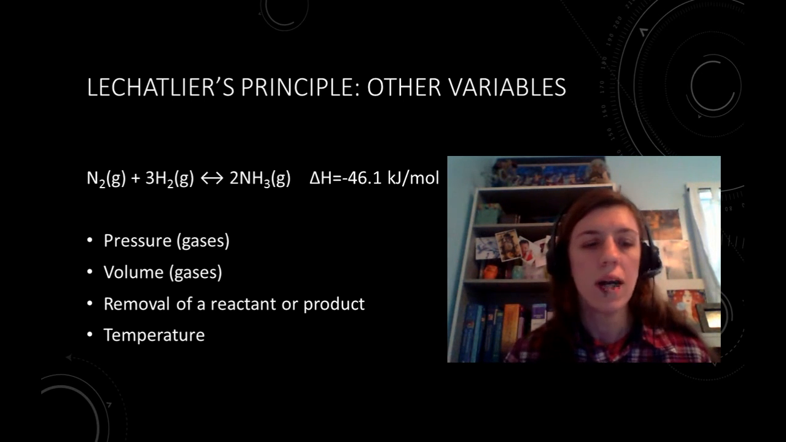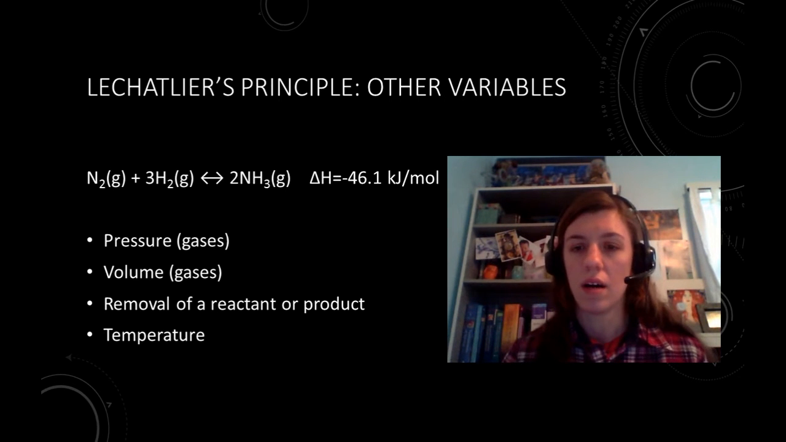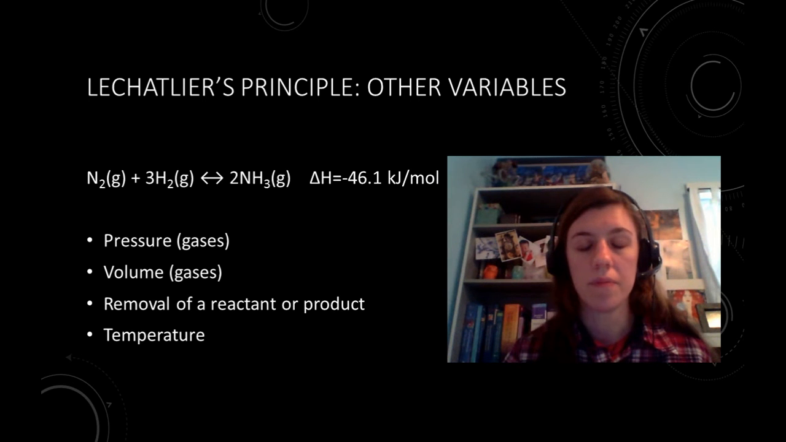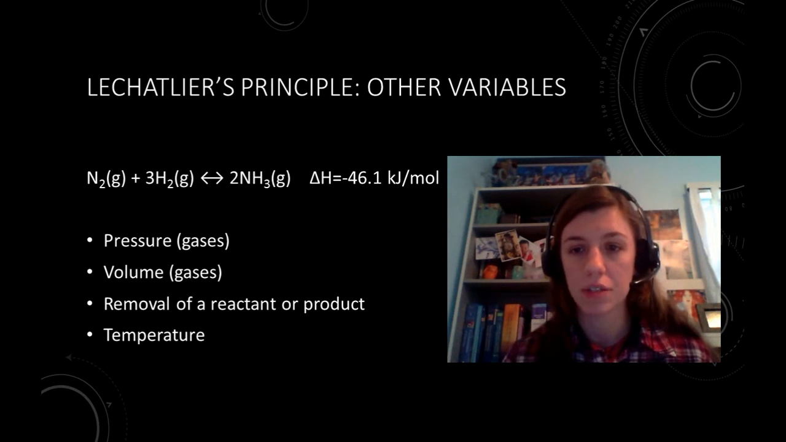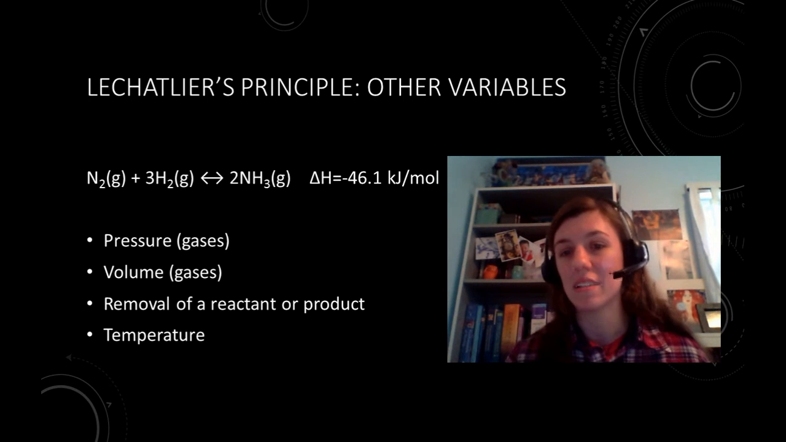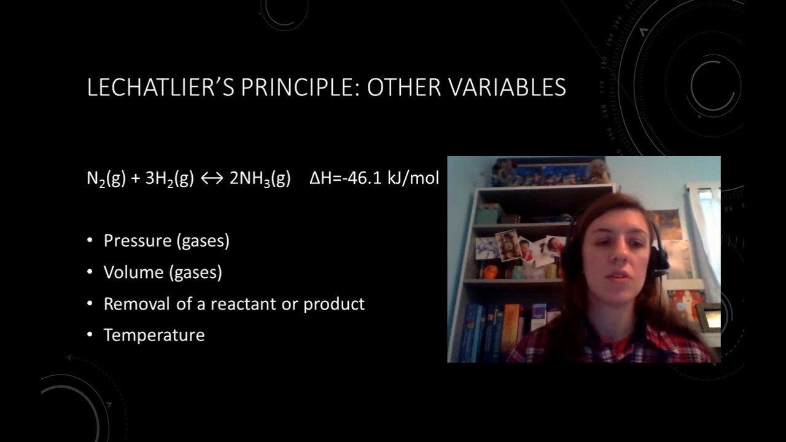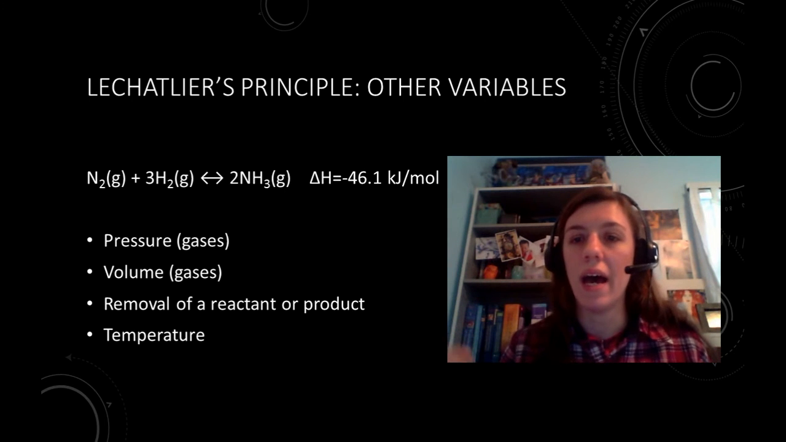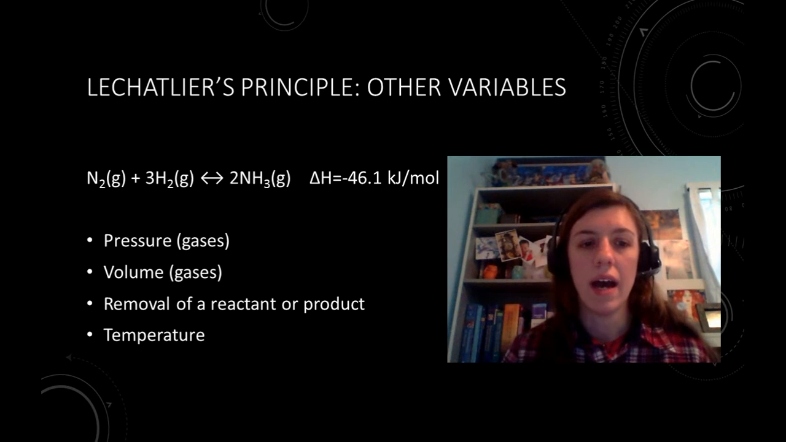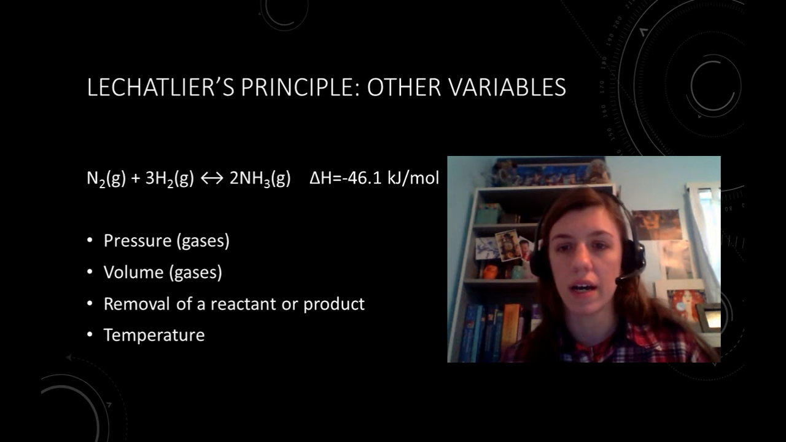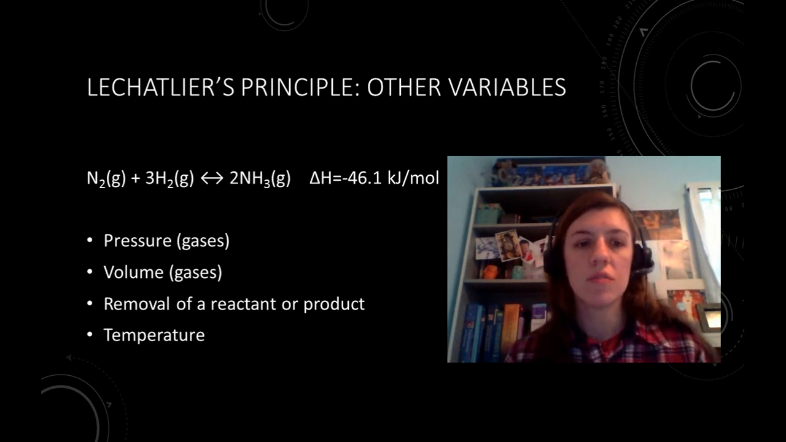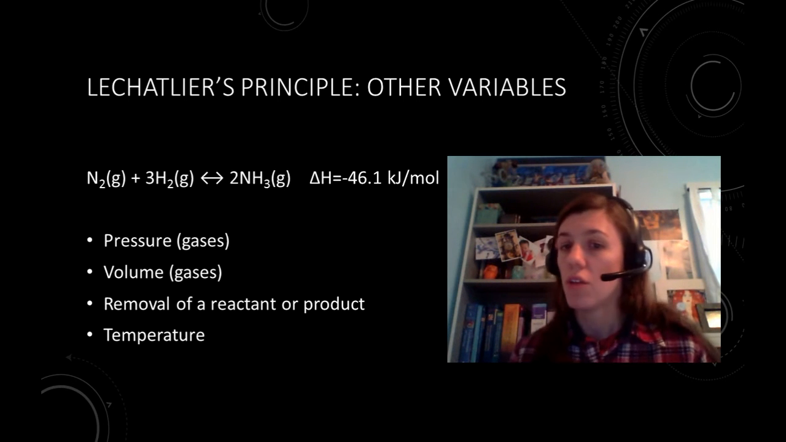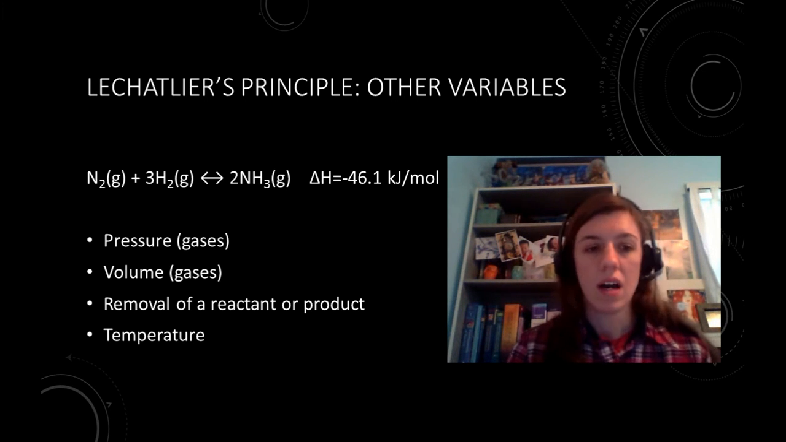And then temperature. Temperature primarily affects the equilibrium of reactions based on their enthalpy. So here we have an exothermic reaction, so we can imagine that heat is a product here. If we were to increase the temperature, that means we add more heat. So we add heat to the product side. Well, if you add more product, you're going to get more reactant. So if we increase the temperature of this reaction, the reverse reaction is favored.